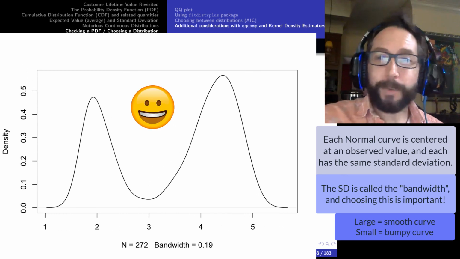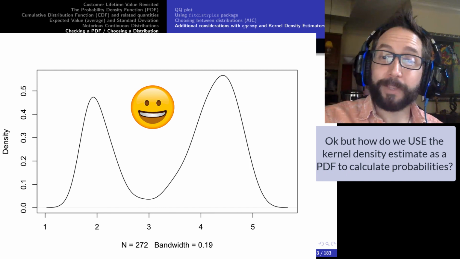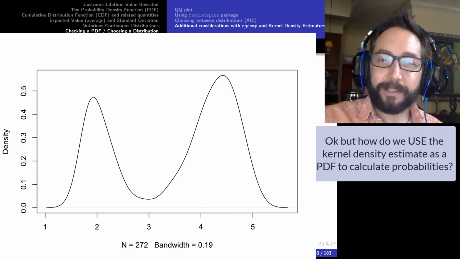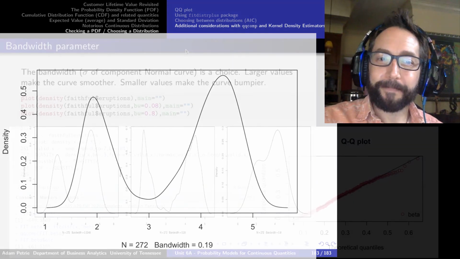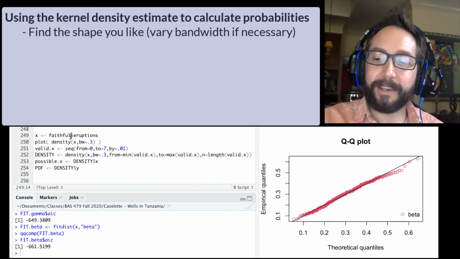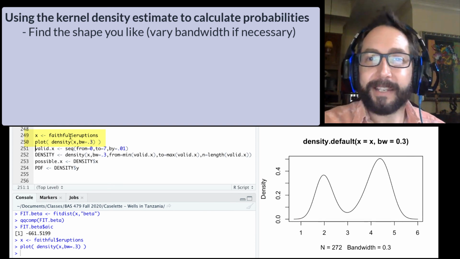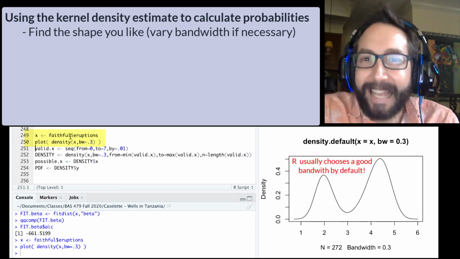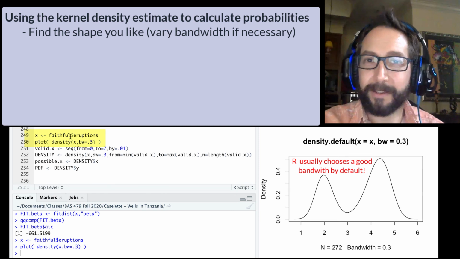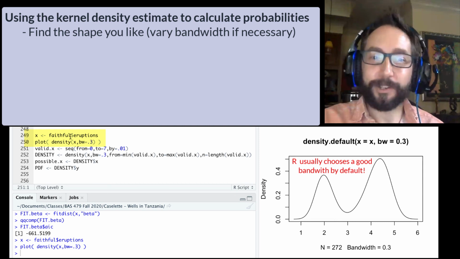Now, once we have a shape that we like, a bandwidth that we like, how can we really use this? Well, here's an example. Here I've extracted the eruption time data from the Old Faithful into the vector x, and I've plotted the kernel density estimate with a bandwidth of 0.3. And I like this shape. Let's say I want to go with this. Maybe I want to generate random numbers from this shape.